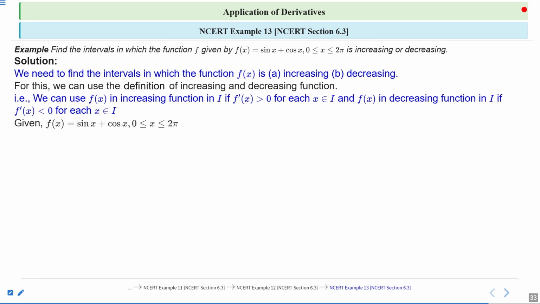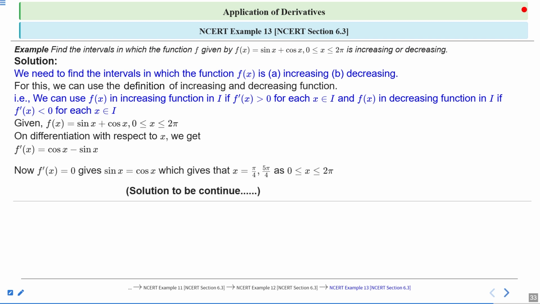Given f x equal to sin x plus cos x, when x is between 0 to 2 pi. Now on differentiation with respect to x on both sides, we get f dash x equal to, differentiation of sin x is cos x and differentiation of cos x is minus sin x. So f dash x equals cos x minus sin x, right? Now f dash x equal to 0 gives sin x equal to cos x, which gives x equal to pi by 4 and 5 pi by 4, as x is between 0 to 2 pi.